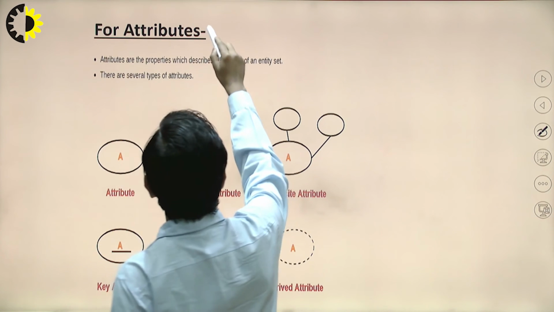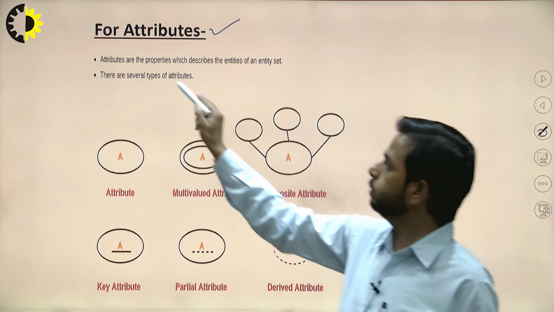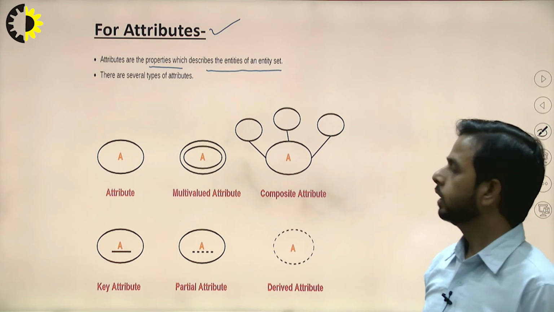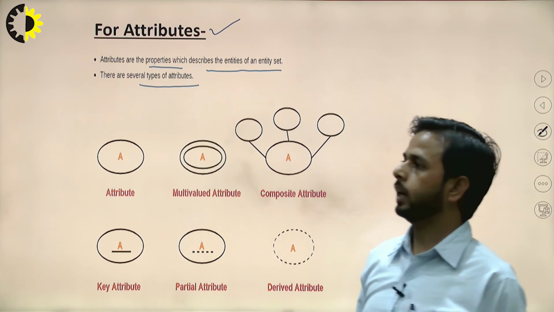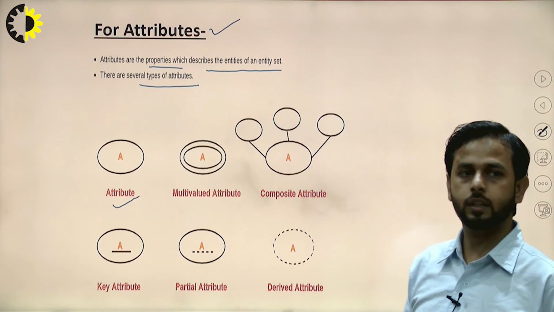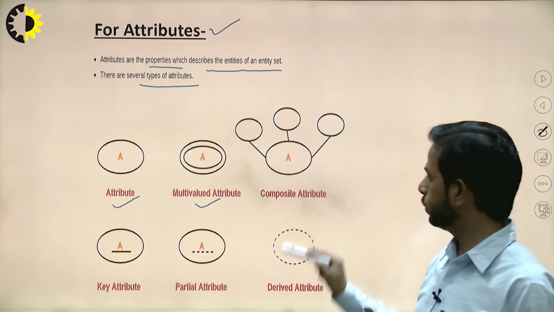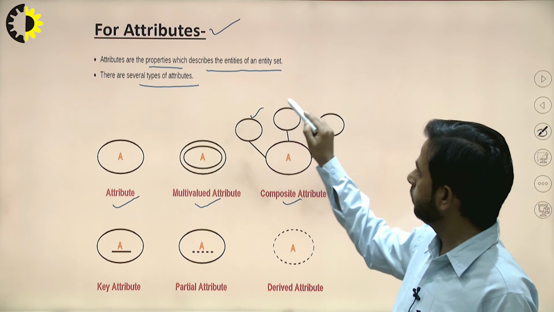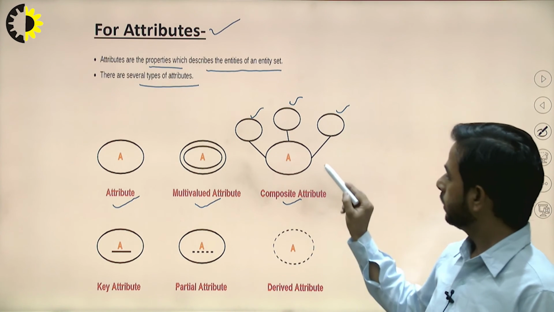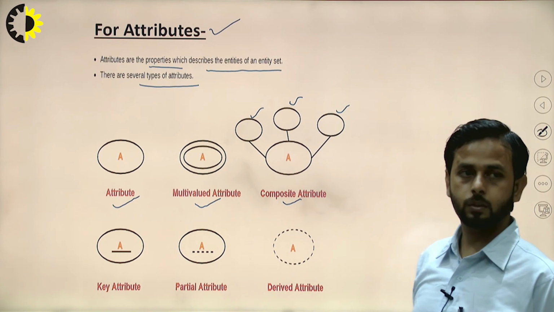Next, see the attributes. There are various types of attributes. So let's see what an attribute is. Attributes are the properties which describe the entities of an entity set. There are several types of attributes. The first one, this oval symbol, is known as an attribute. This double oval symbol is known as a multi-valued attribute. This oval symbol with some other oval symbols is known as a composite attribute, just like name has other attributes like first name, middle name and last name.